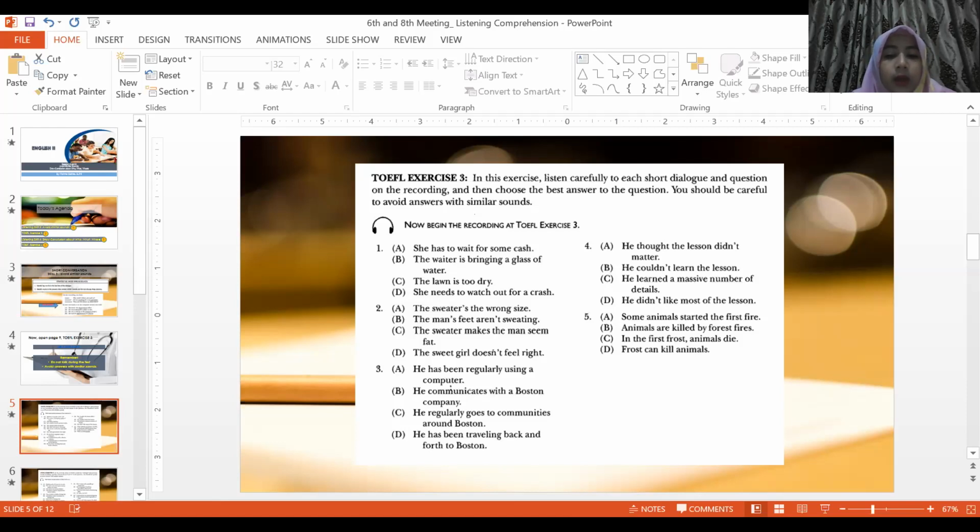Okay, can you get what does the second person says? Tadi kedengaran nggak orang keduanya bilang apa? Kita coba lagi ya. Kita coba lagi putar orang kedua bilang apa? To fit right. Nah itu.